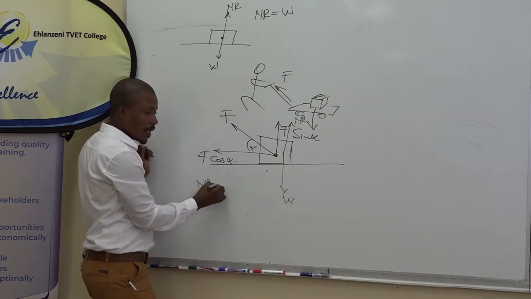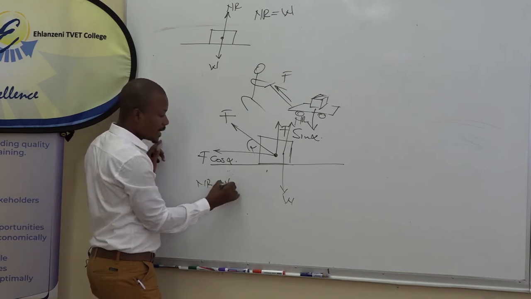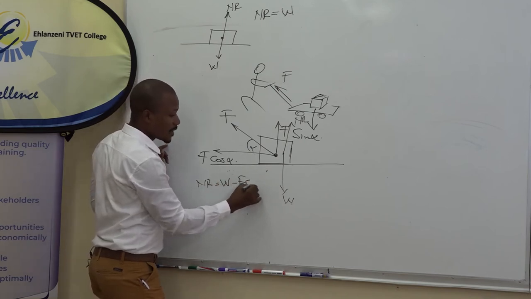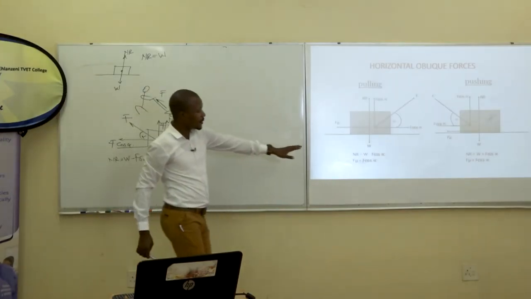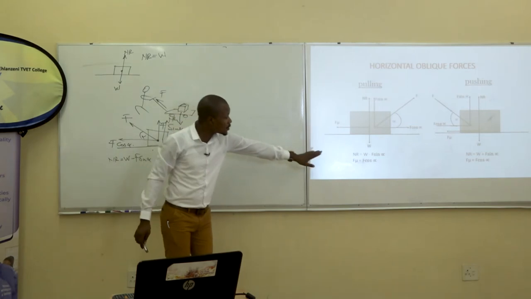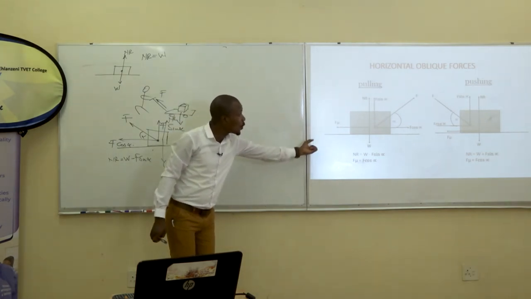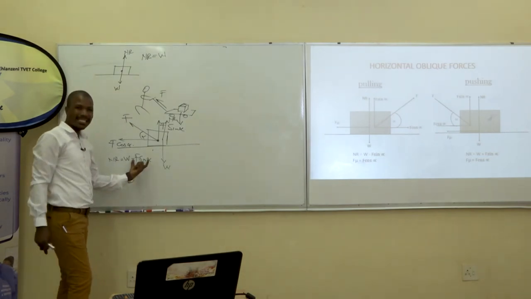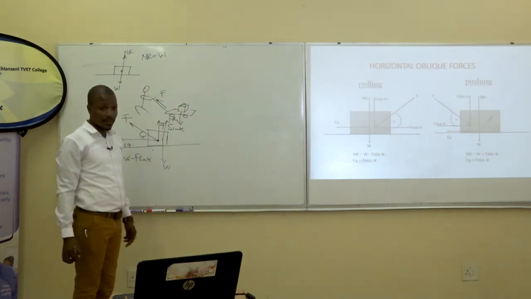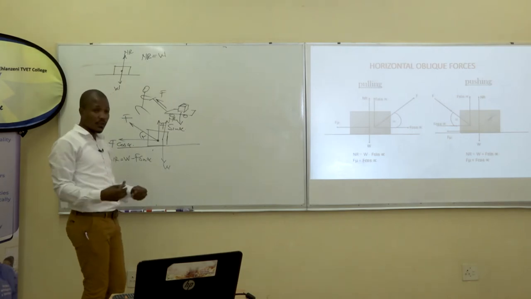The normal reaction will be equal to the weight minus F sine alpha. This is what's written there. The normal reaction when you are actually pulling this object will be the weight subtracting this slight amount of weight which is present there. And then what happens to friction?